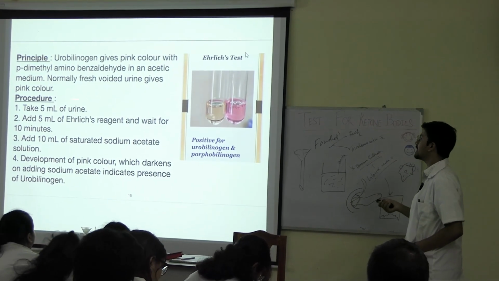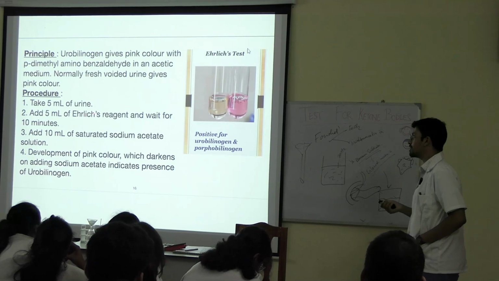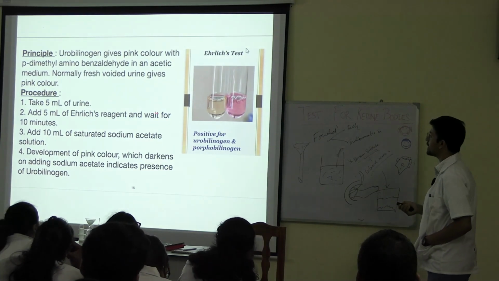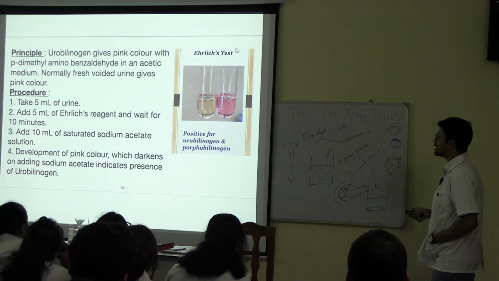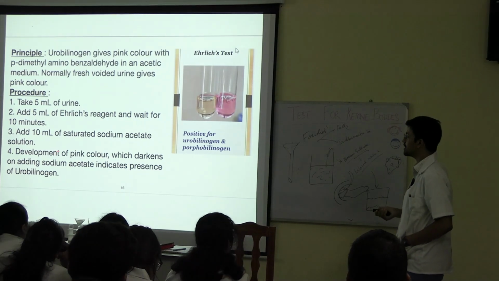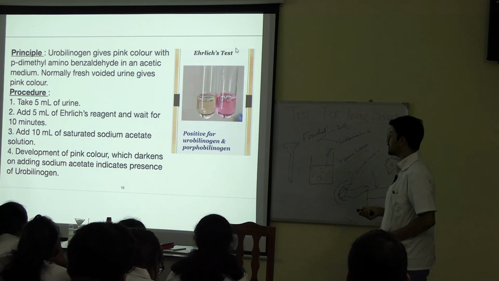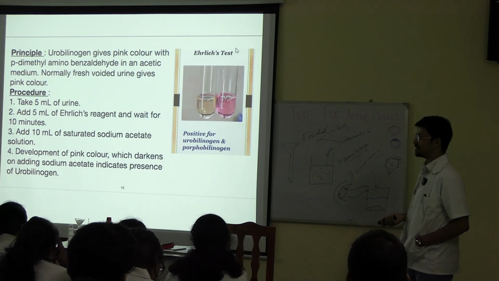Normally fresh voided urine gives a pink color. Now the procedure is very easy. Take 5 ml of urine, add 5 ml of Ehrlich reagent into it and wait for 10 minutes. And then add 10 ml of saturated sodium acetate solution. Development of pink color which darkens on adding the sodium acetate indicates the presence of urobilinogen.